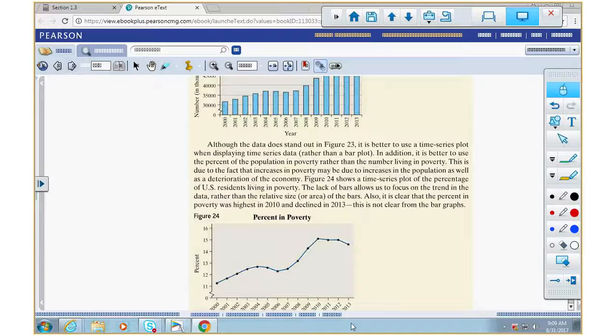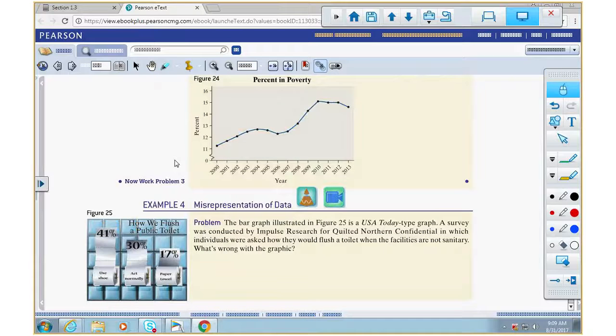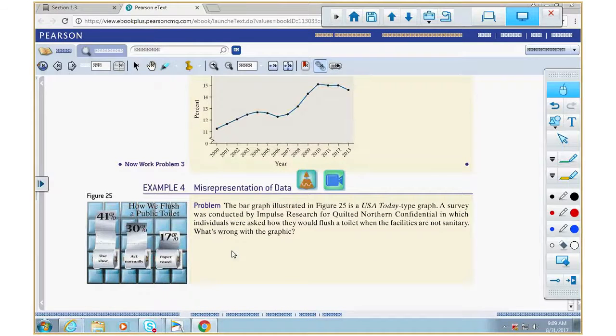The ones I'm looking for are what's called pictographs. Okay, here's one. How we flush a public toilet. Yeah, there are people that study this kind of stuff. All right? Use your shoe. Act normally. Paper towel. What does act normally? I guess that means use your hand. I don't know why they don't say use your hand.